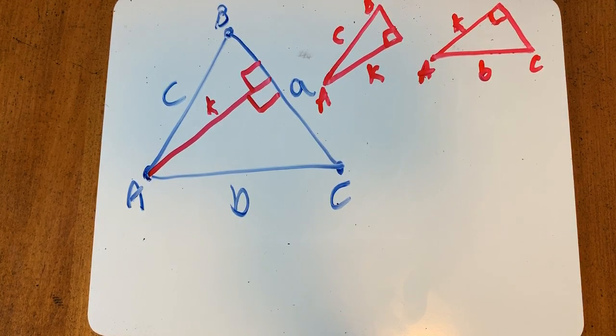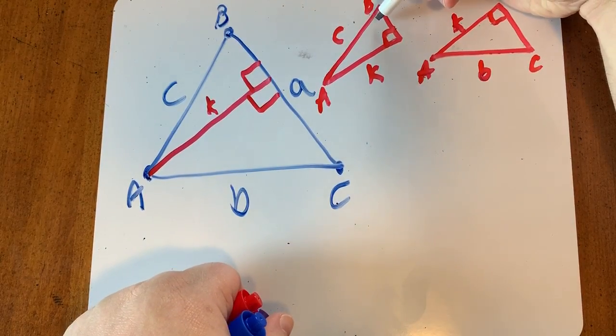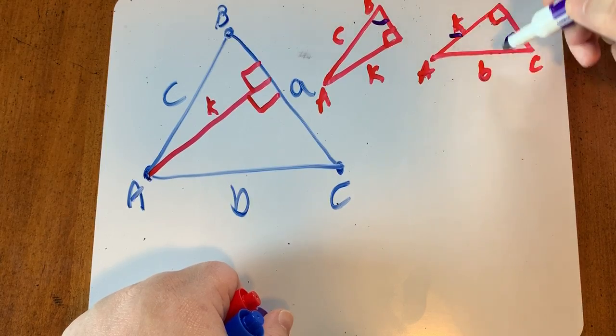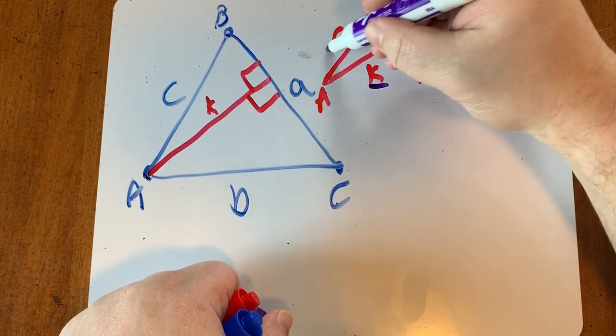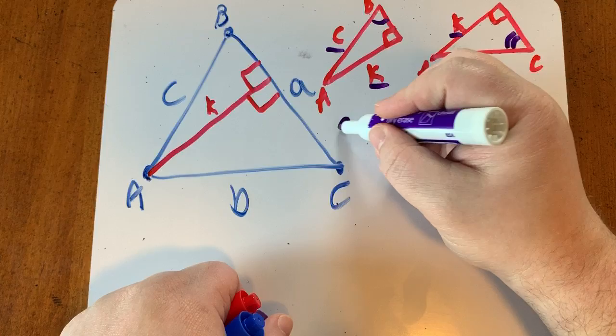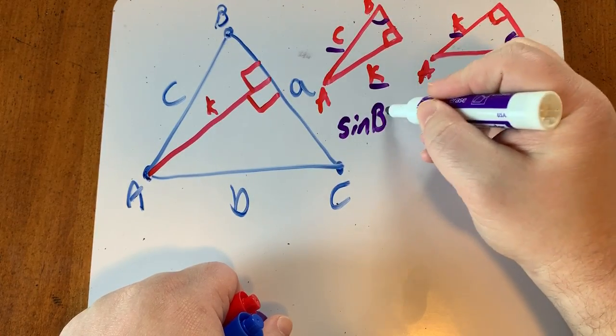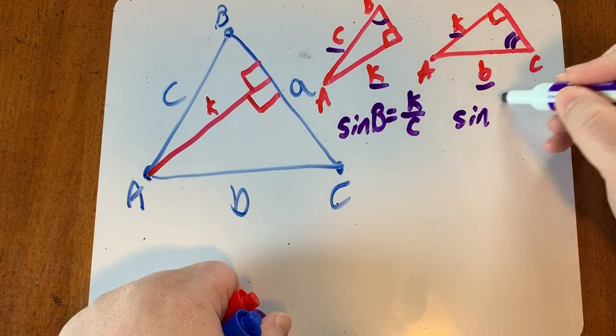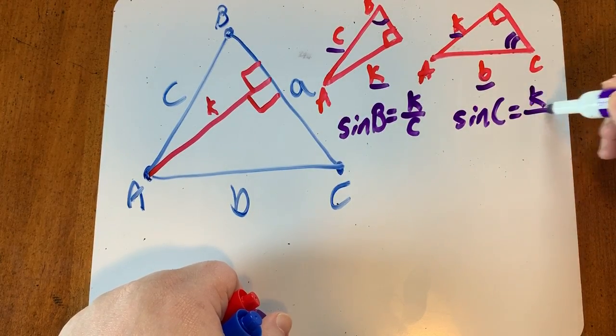So this time, the angles that aren't disturbed are B and C. And we have K as opposite, C is the hypotenuse here. So that's still sine. Sine of B equals K over C. And here, sine of C equals K over B.